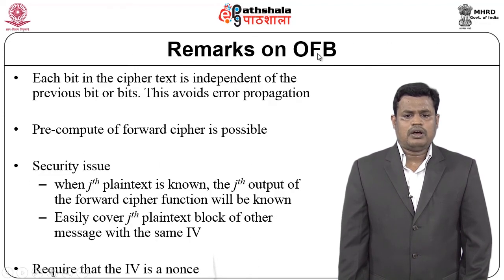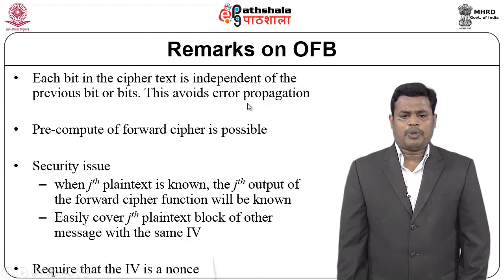So, remarks on output feedback: each bit in the ciphertext is independent of the previous bits. You avoid the error propagation which happens in cipher feedback chaining. A pre-computed forward cipher is possible. Security issue: when the jth plaintext is known, then the jth output forwarding cipher will be known. Hence it requires that the IV is a nonce, to avoid the replay attack. We overcame the error propagation, but it has a security issue, which is overcome with the help of the nonce.